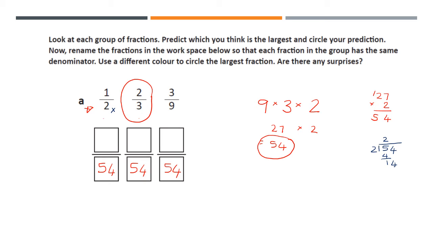2 goes into 14, 7. There's no remainders. So 2 times 27 gives me 54. And what I do at the bottom, I must do on top. So 1 times 27 equals 27.